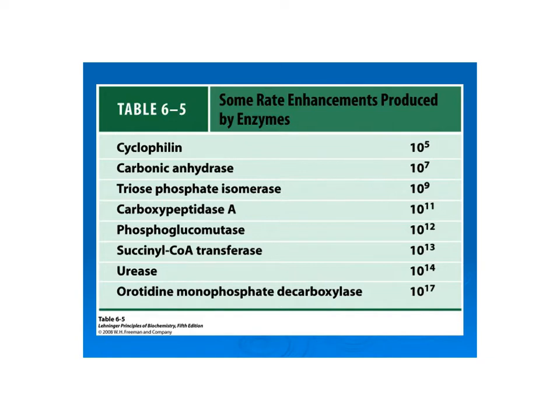So some of these are involved in important processes. Carbonic anhydrase is involved in the body's regulation of its pH. Of course, TPI is going to be in glycolysis, so it's really important for the metabolism of carbohydrates next semester. Same way with phosphoglucomutase. Succinyl-CoA transferase is involved in the citric acid cycle intermediates, urease is the urea cycle, and orotidine monophosphate decarboxylase removes a carboxylic acid group so it comes off as carbon dioxide. But these are just to give you an idea that you can have these huge increases in the rate.